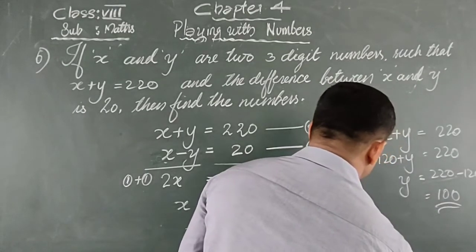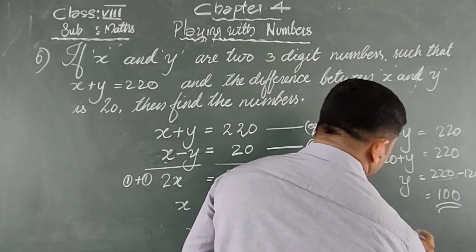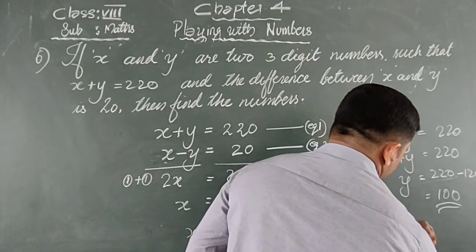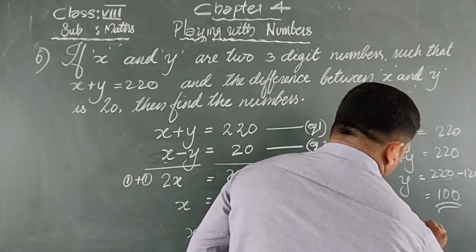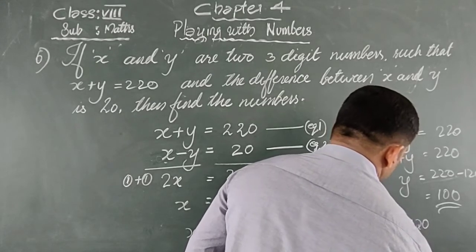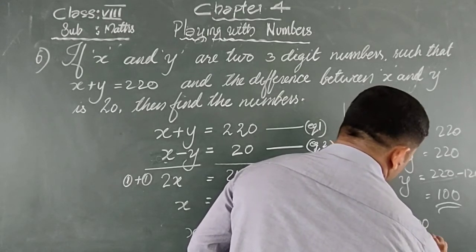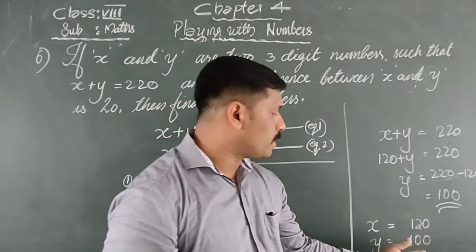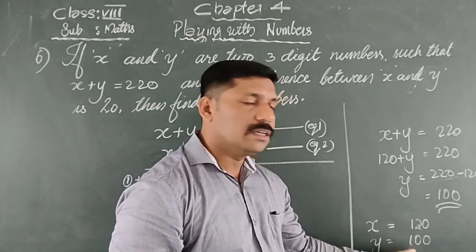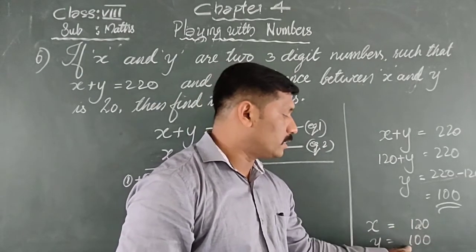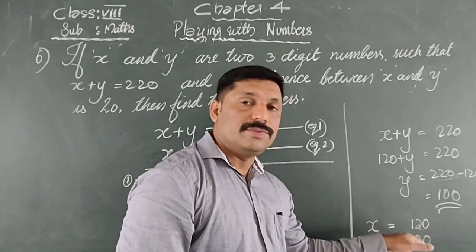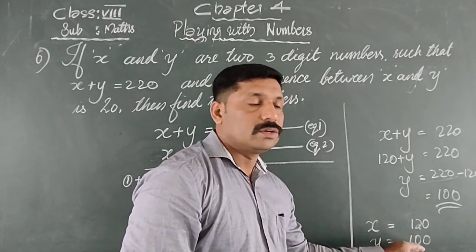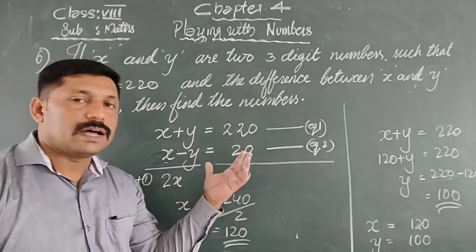So first number X is equal to 120 and Y is equal to 100. So these are two 3-digit numbers. When they are added we get 220, and when we subtract 120 minus 100 we get 20. Okay, so in this way we find the numbers.